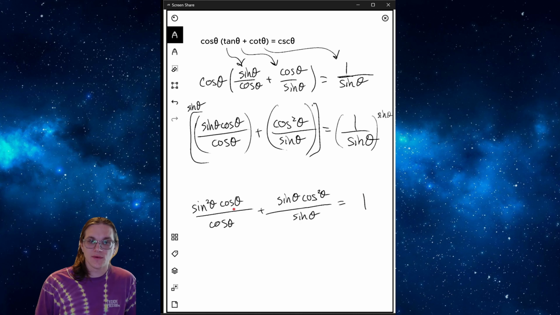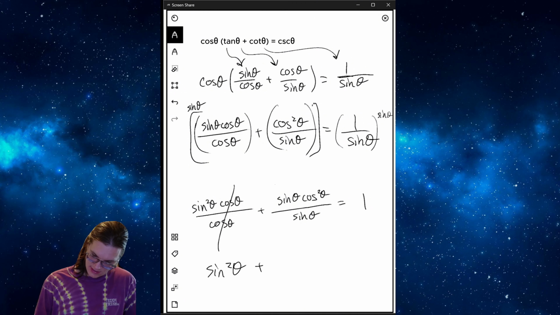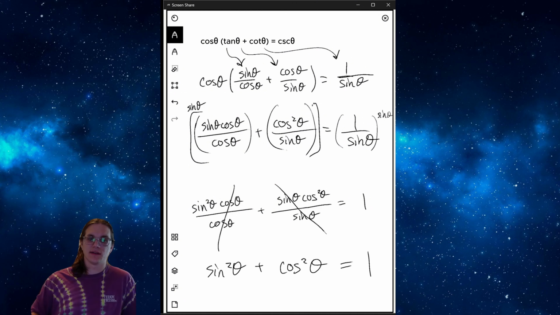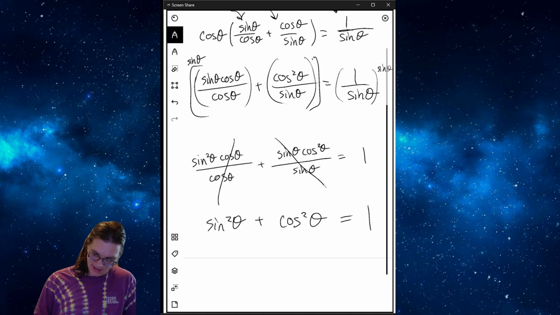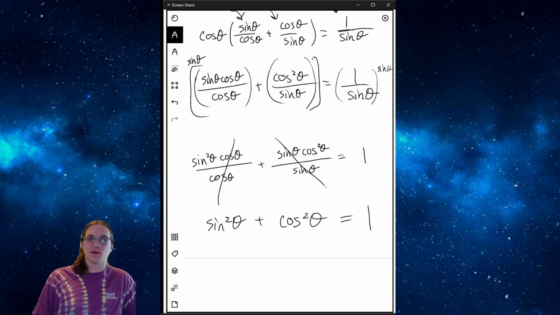So what is this reduced to? Look at that. Cancel the cosines, cancel these sines, and that's the Pythagorean identity. Cosine squared plus sine squared equals 1. Beautiful how that works out.